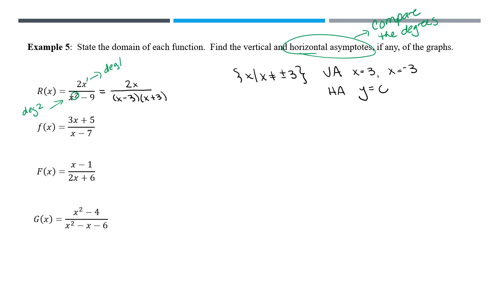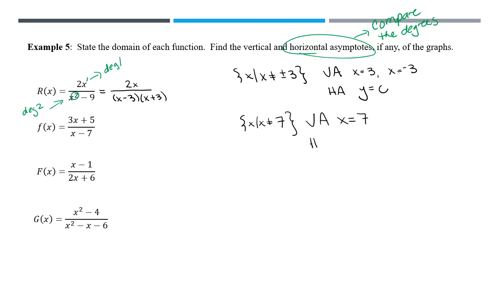Moving on to the second one, the domain of the function will be everything except for 7. I can see that this rational function is already in lowest terms. So that tells me that the vertical asymptote is this number that was eliminated. So the vertical asymptote is the vertical line x is equal to 7.